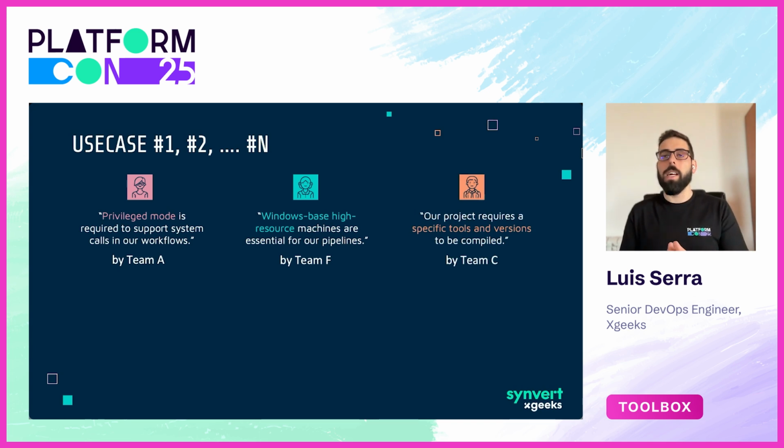Next week, Team C comes to you saying our project requires specific tools and versions to be compiled. And once again, this request is pretty different from the previous one. So you will set up a new runner setup, or you will manage it, and you will deliver it to Team C.